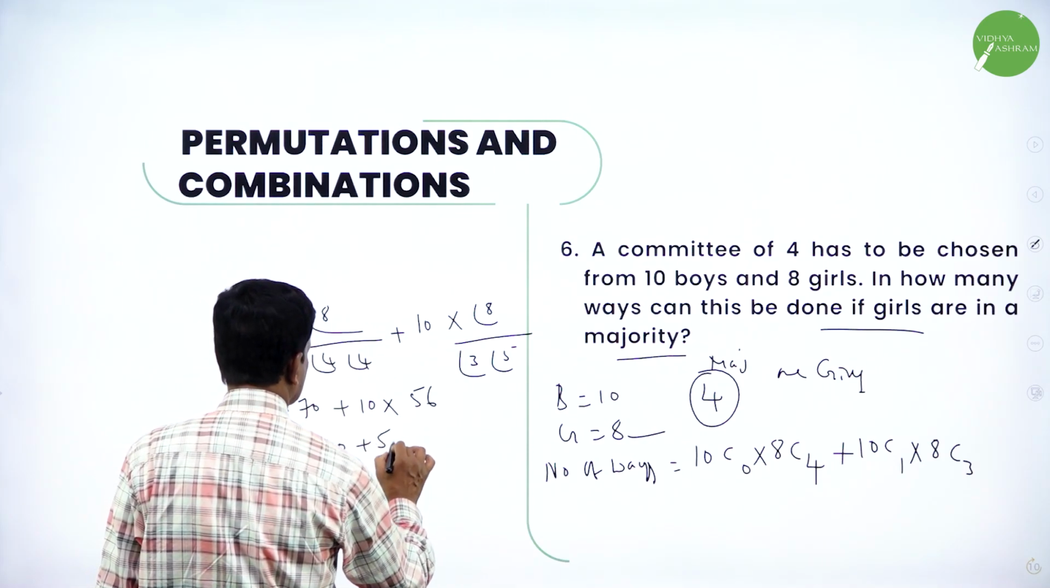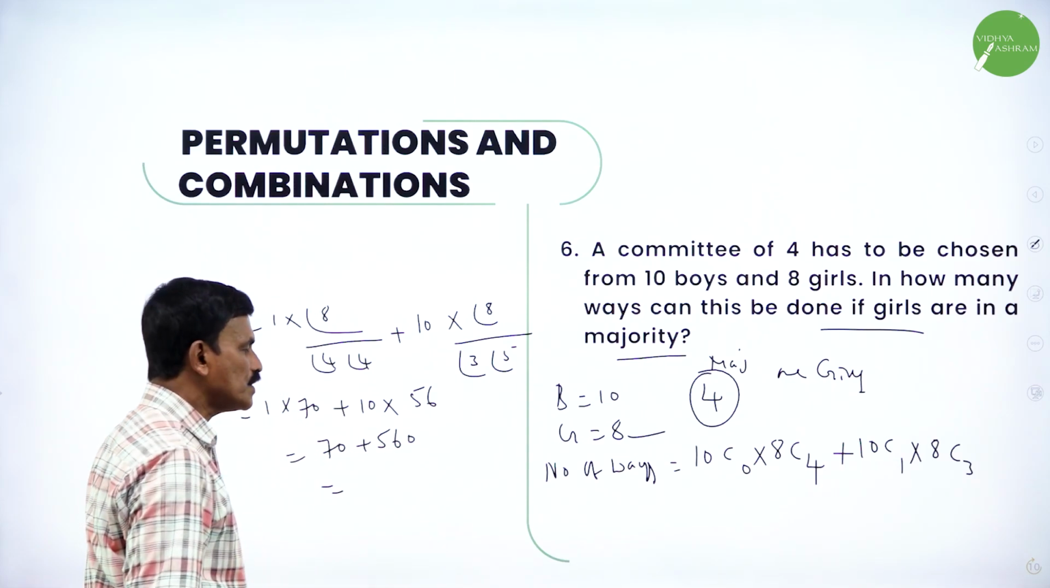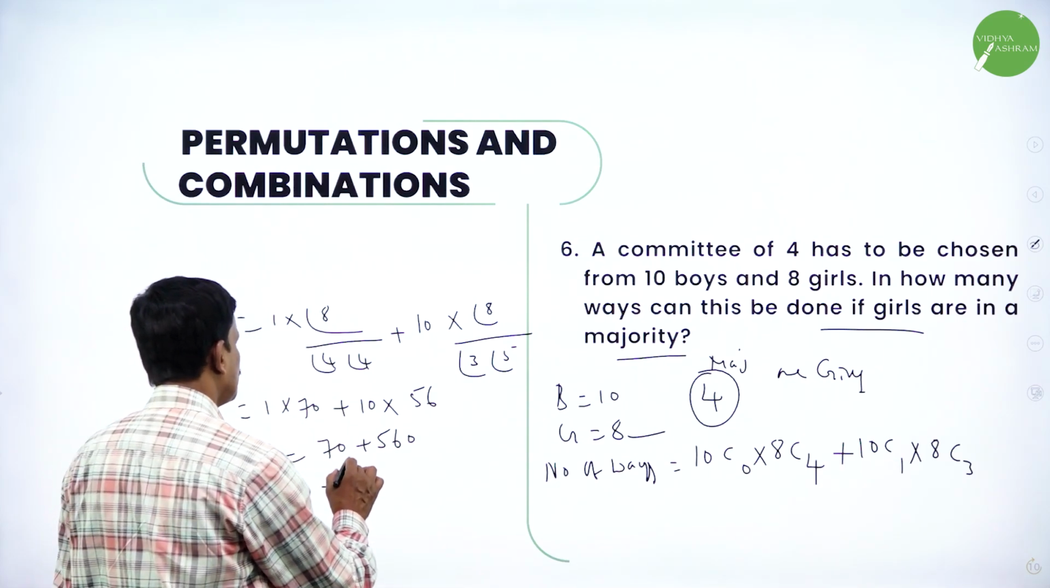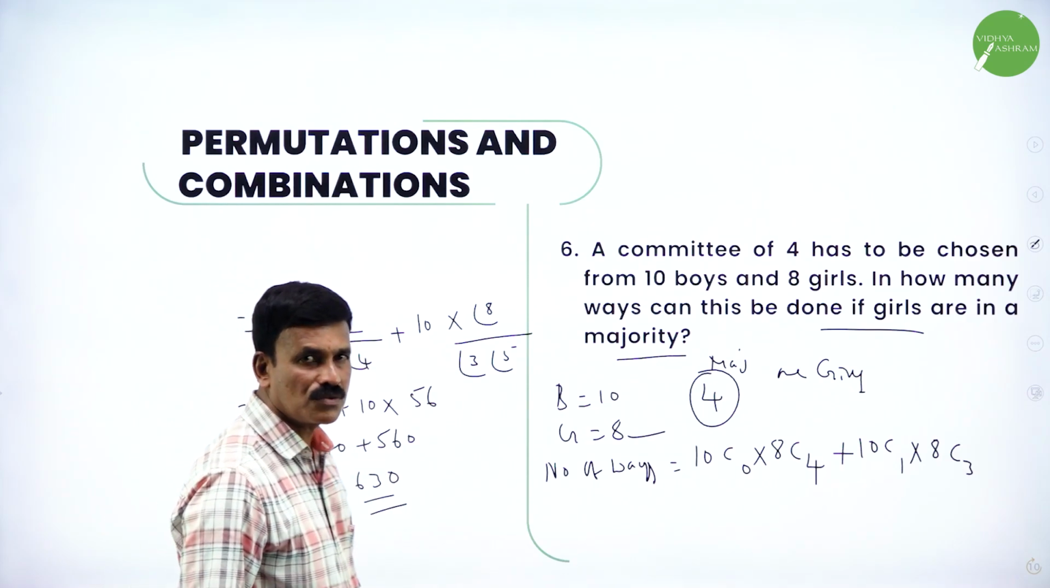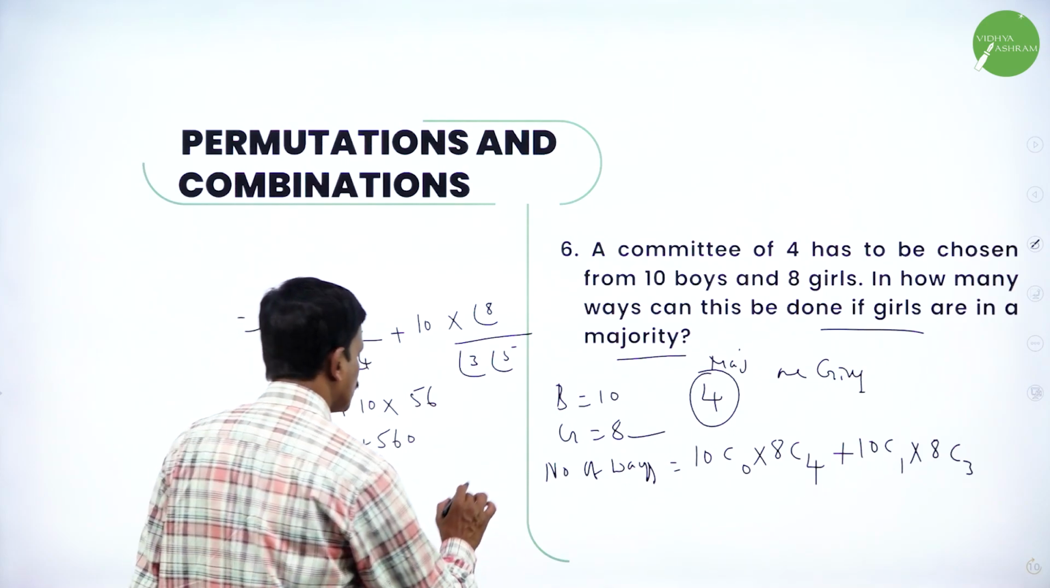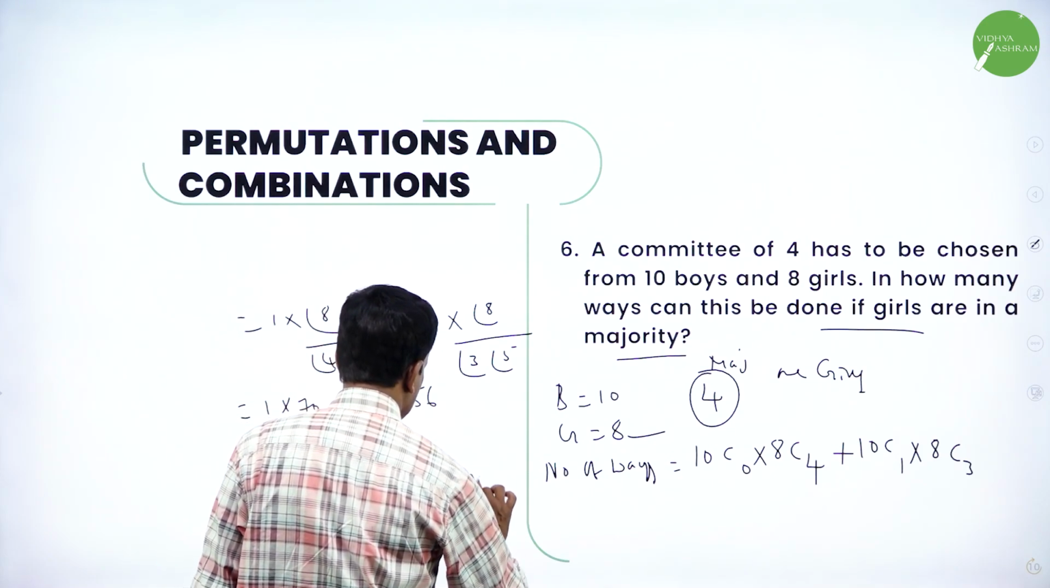70 plus 560 is equal to 630 ways. Therefore, the required number of ways is equal to 630.